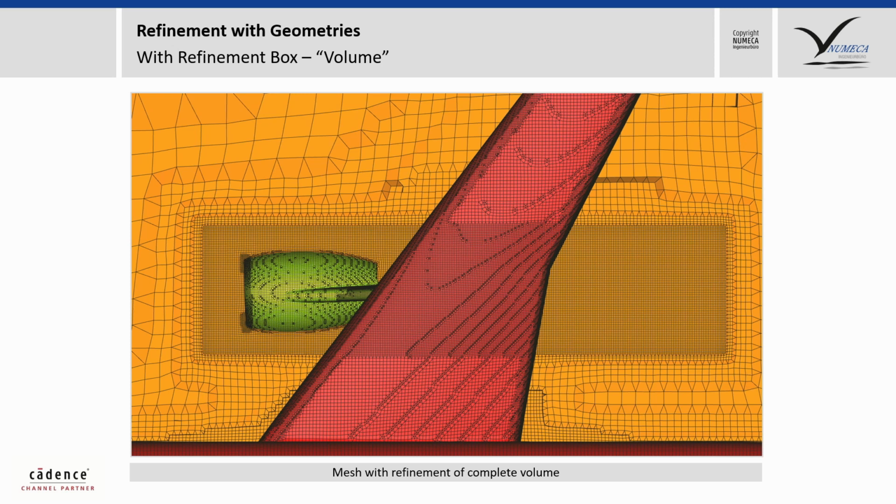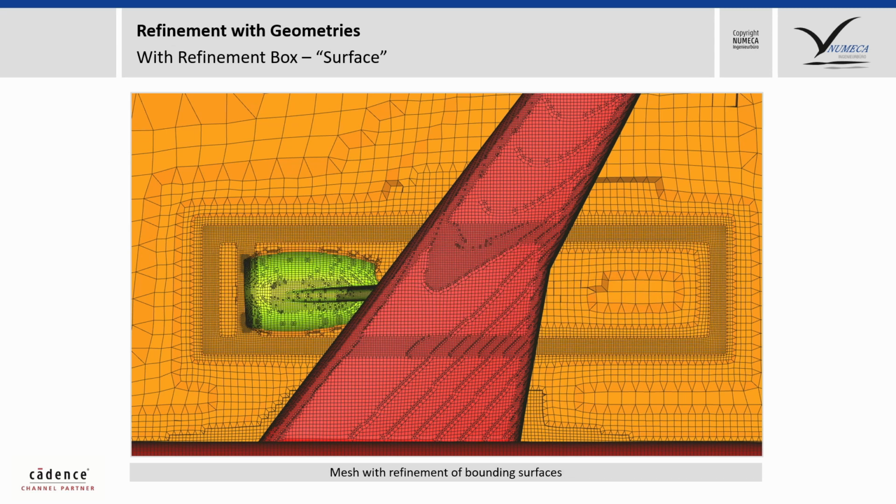As a next step, you can choose a volume refinement. In that case, it's simply a box, which you can see here, and inside that volume, everywhere is refined with a certain refinement level you're defining. However, another possibility is not to use the complete volume for refinement, but to use the surfaces of this box, for example, to refine these surfaces. You can see that here.